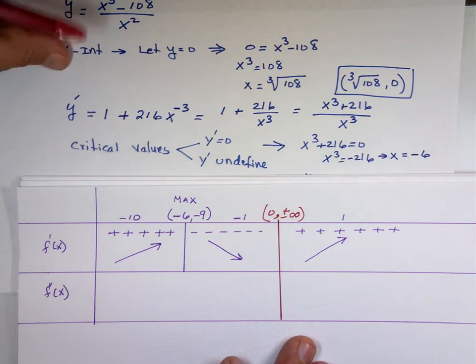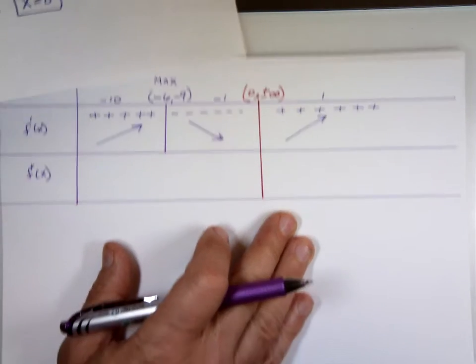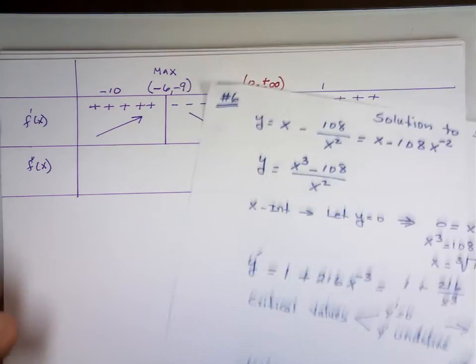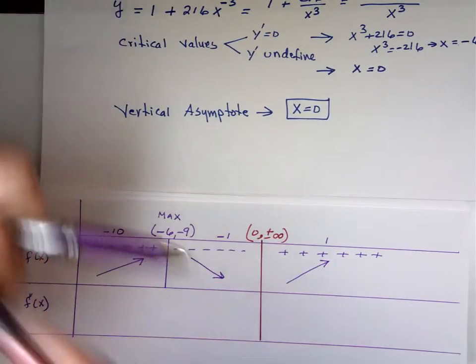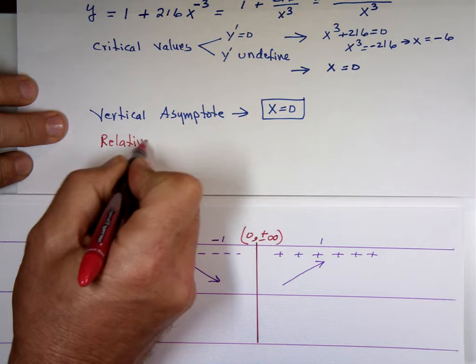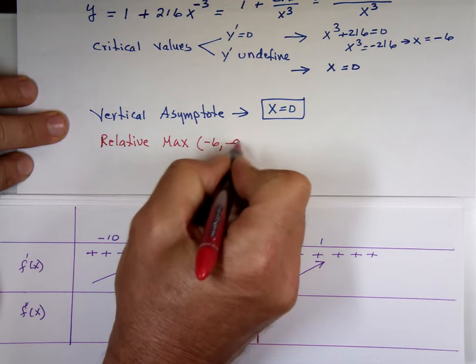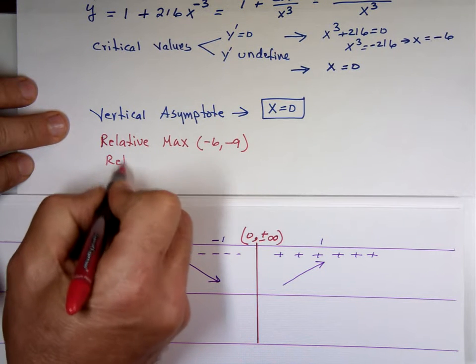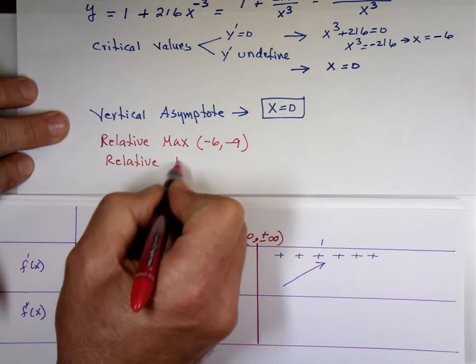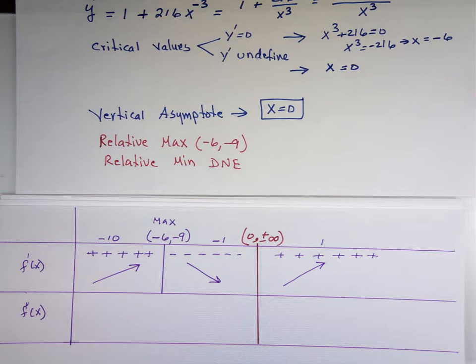One of the questions is, can you tell me where the relative max and relative min are? We have a max. You can see the relative max. Here we go. Relative max at what? Negative 6 comma negative 9. Relative min does not exist. D and E. We don't have a min point. So relative min, D and E. It says answer D and E if it doesn't exist.